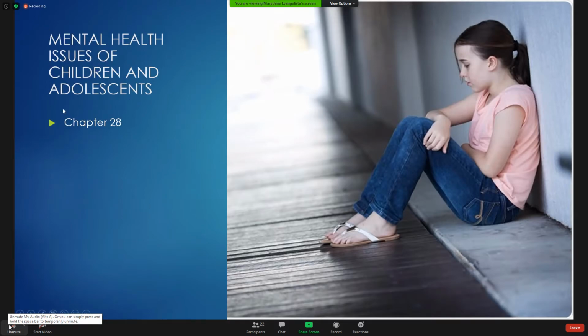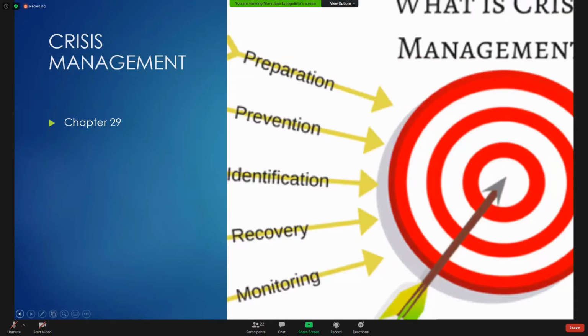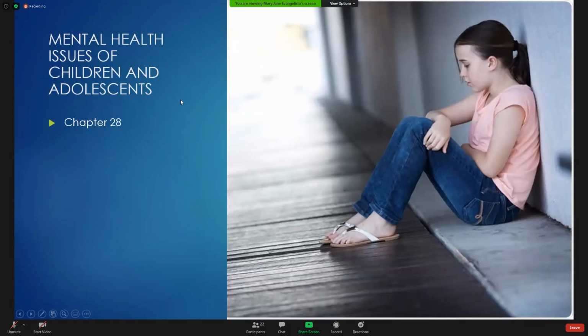Mental health issue of children and adolescents, chapter 28. Again, this is a special unit, right? For the adolescents, of course, we have to be careful for this scenario. Actually, in the psych, for sure, LPN, you know, what company are here for children and adolescents? Only the heart group, but that is a hospital. So this one needs special care and attention.